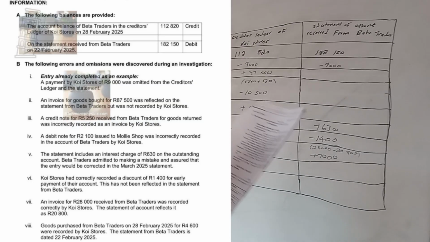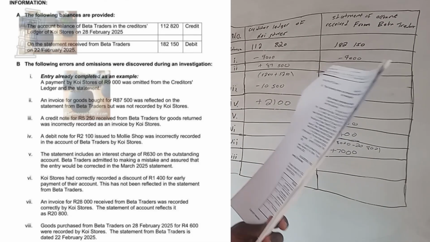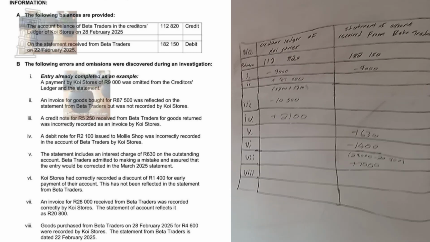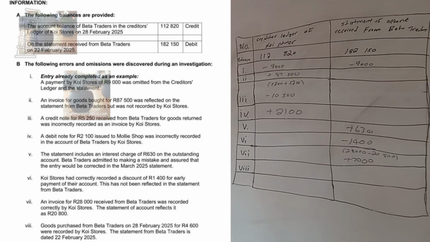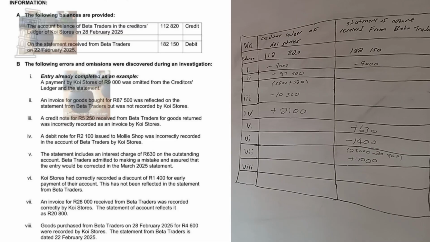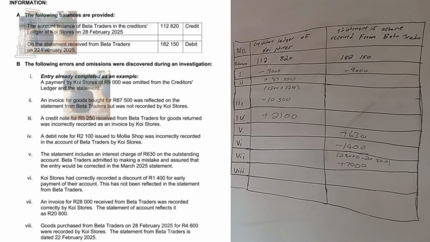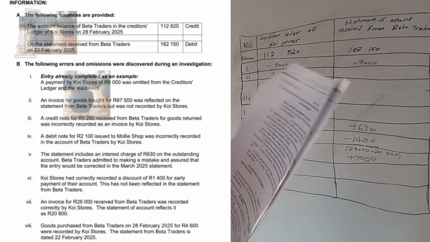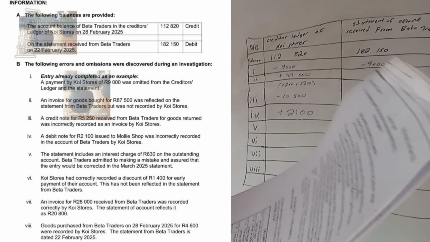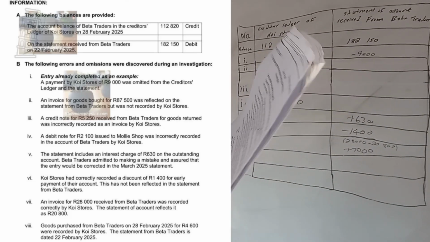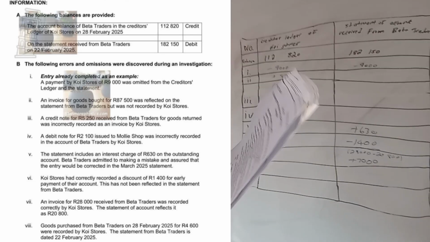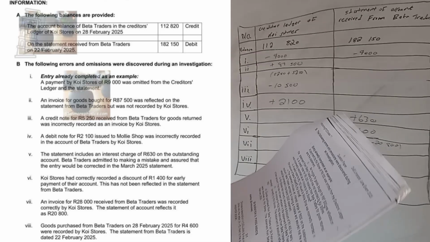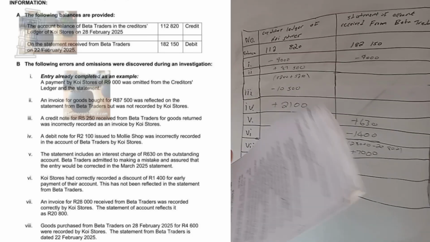And then the last one: goods purchased from Better Traders on 28 February 2025 for 4,600 were recorded by those stores. The statement from Better Traders is dated 22 February 2025. Okay, guys, so here, this one is quite simple. We bought goods from our supplier, Better Traders, for 4,600. And we recorded it that okay, we bought goods for 4,600.